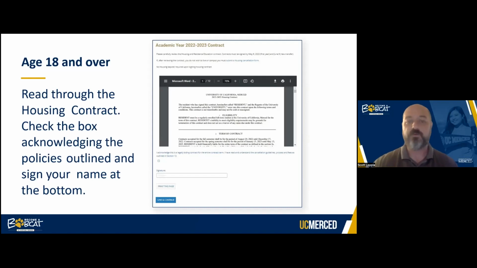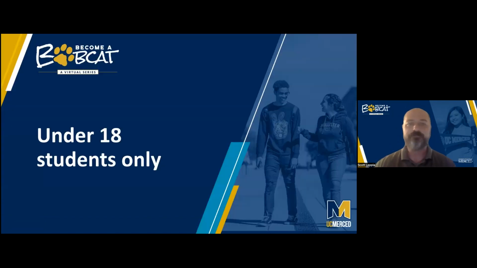So you can scroll through the contract. We'll display it here in the browser. You can scroll through it, and then you need to check the box and type your name in the signature box. When that's done and you click save and continue, it will save that you have signed your housing contract. So that's the first and necessary part of this process. And let's go to the next slide.